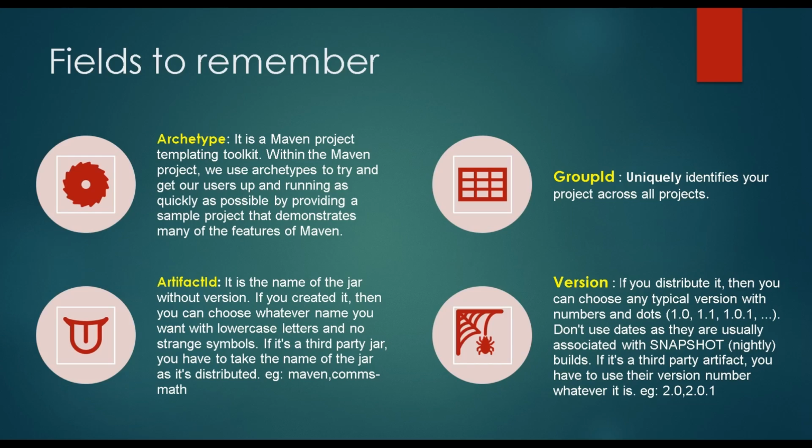Okay, so you have to give the artifact ID with lowercase letters and no symbols allowed. If it is a third-party jar, you have to take the name of the jar as it is, as its distributor. For a third-party jar, you have to give the proper naming as suggested. So you can use names like maven or com-hyphen-math, like that. You can use different names for your artifact ID.